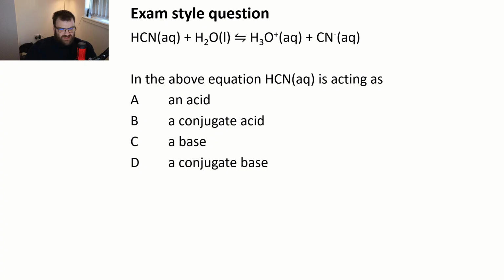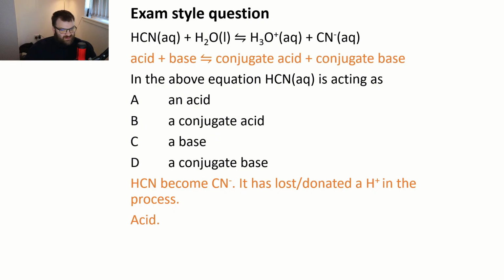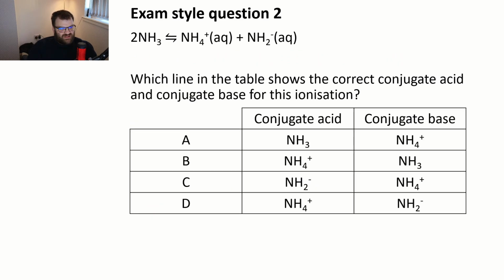So if you watch what's happening, it has become CN minus. It's lost or donated a hydrogen. That means it's going to be our acid. The water is acting as a base because it's accepting the hydrogen and becoming the H3O positive. And then the H3O positive would be the conjugate acid, CN minus conjugate base, which gives us the answer of A for that question.